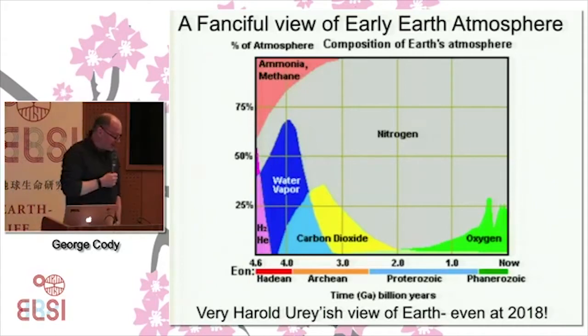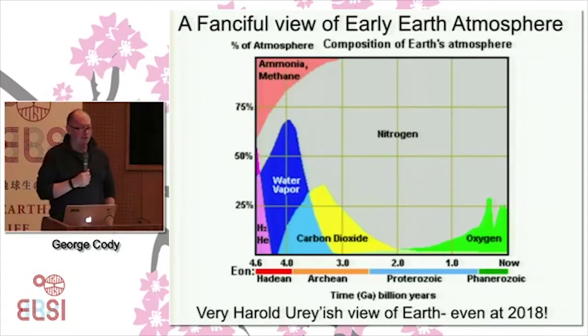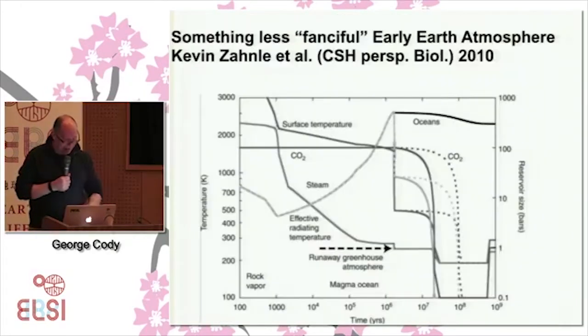So then I went off and I said, well, at this point, 2018, we must have a pretty clear view of what the Earth's early atmosphere looked like. And I was surprised that the first figure you get when you Google it is this very Harold Urey-ish view of the Earth, even in 2018. So I don't think that's particularly likely.